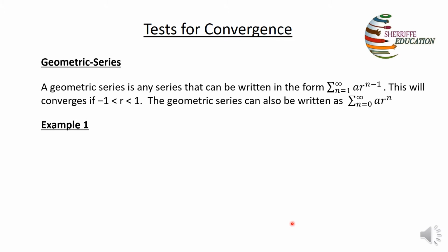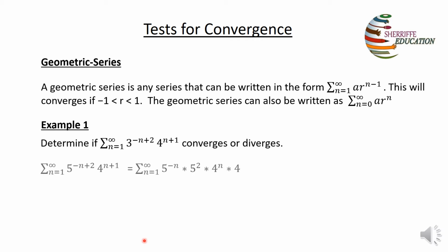So example 1, determine if this series converges or diverges. Now the first thing that we're going to do is use our knowledge of indices, and break this into parts. So we have 5 to the negative n plus 2 times 4 to the n plus 1. So using our knowledge of indices, this is just 5 to the negative n times 5 squared, so 5 to the 2, times 4 to the n times 4 to the 1.